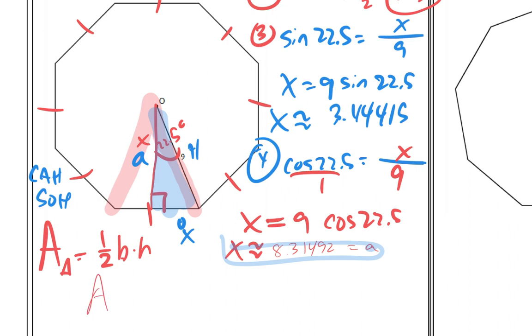If the area of a triangle is 1/2 times base times height, we're going to say the area of the triangle is equal to 1/2 parentheses. The base is this first one that we calculated, and that was 3.44415.